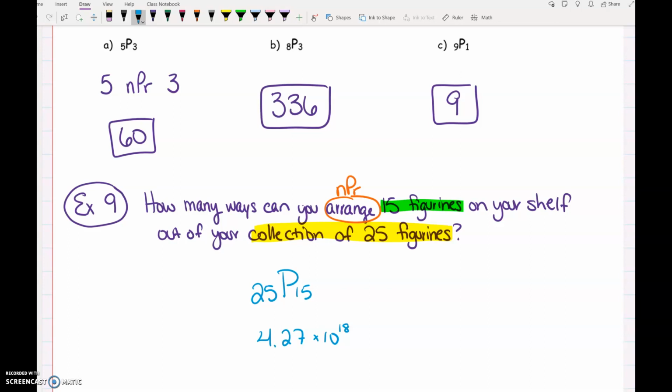Yes, you always put the big number first. In NPR, N is the total number of things, and R is how many you are arranging.